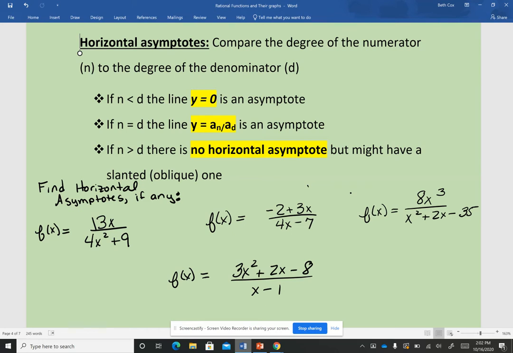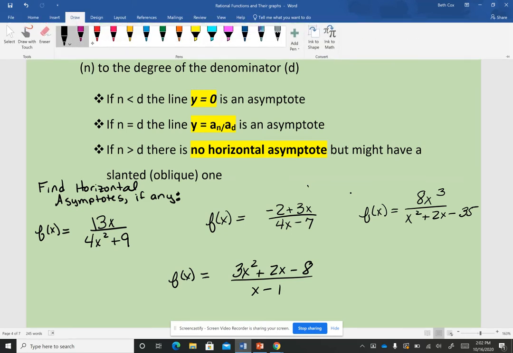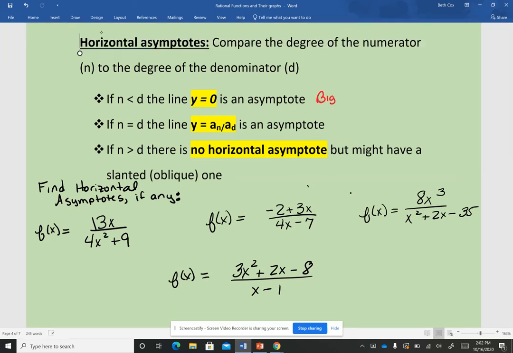In the first one it says if n is less than d. That means the denominator is bigger, so this one's big on bottom. When it's big on bottom, then y equals 0 is the asymptote. This is actually the x-axis, which means the x-axis acts as a boundary line. Again, the x-axis is a horizontal line. So y equals 0 when the degree on the bottom is bigger.